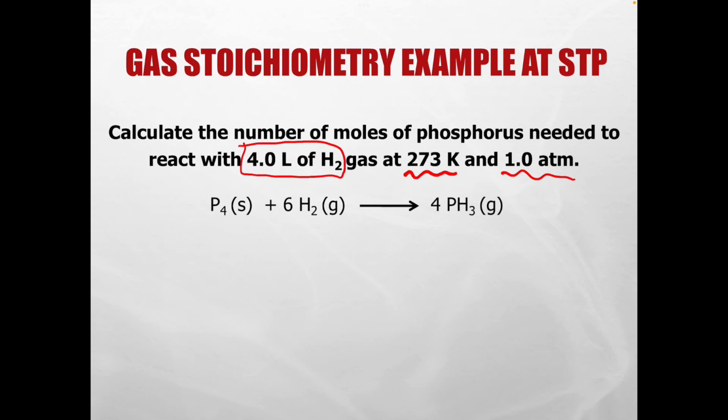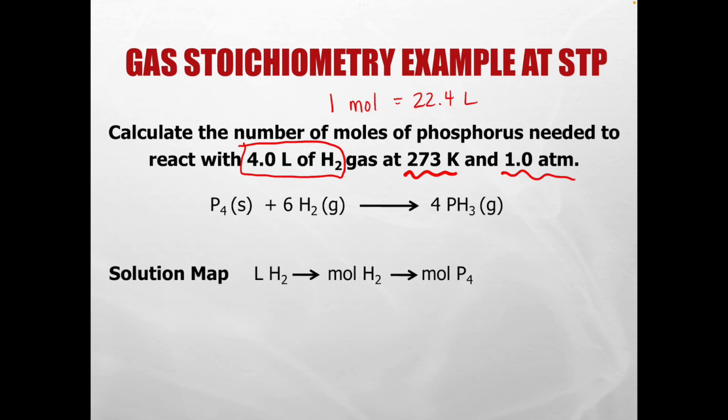Okay, it doesn't matter for our problem that it's 273 Kelvin and 1 atm. All that's telling you is that it's at STP, and therefore we can use 1 mole equals 22.4 liters as a conversion factor. So we're going to go ahead and start with 4 liters of our gas because that's what we're given in the problem.